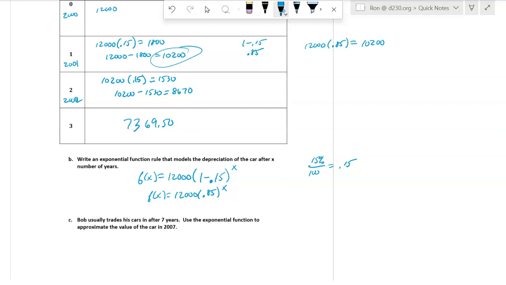So if we wanted to find the value of the car 7 years later, we would say f of 7 is equal to 12,000 times 0.85 to the 7th power, which would give me $3,846.93.